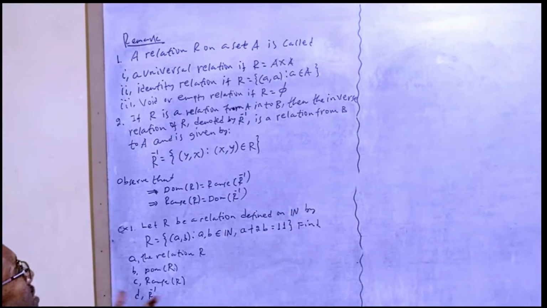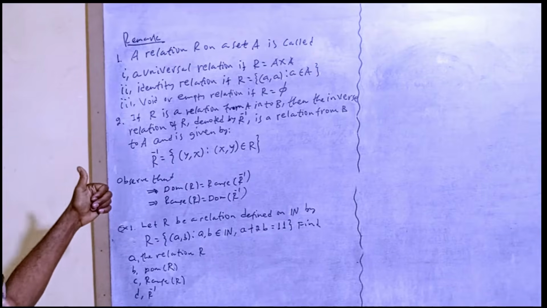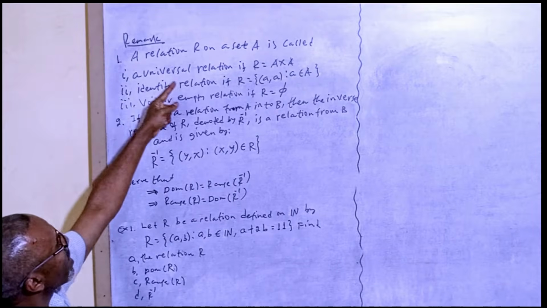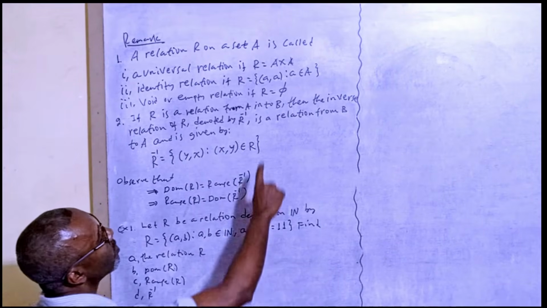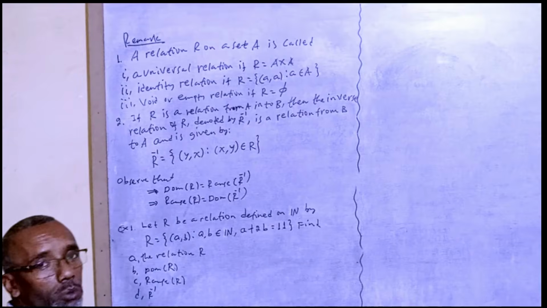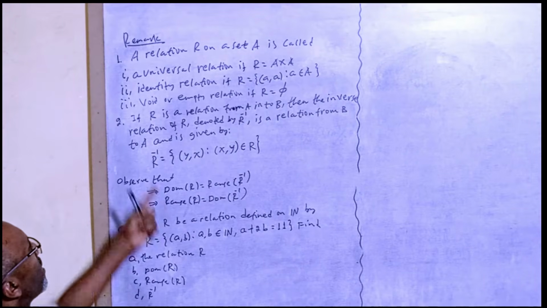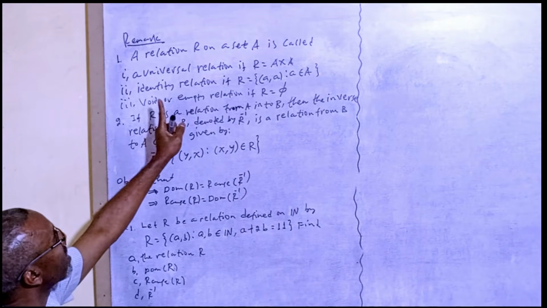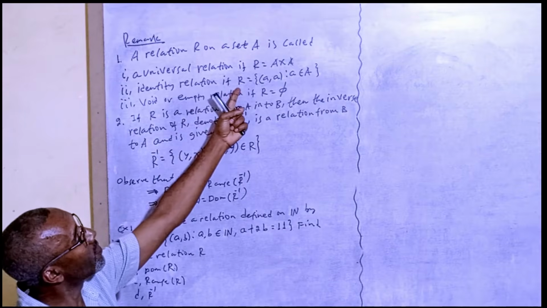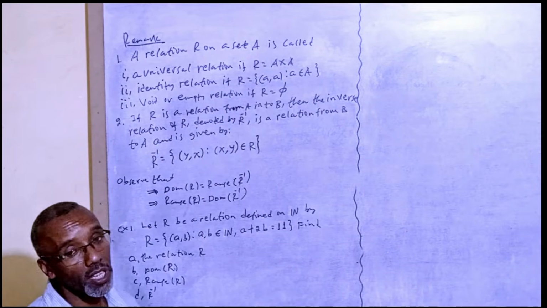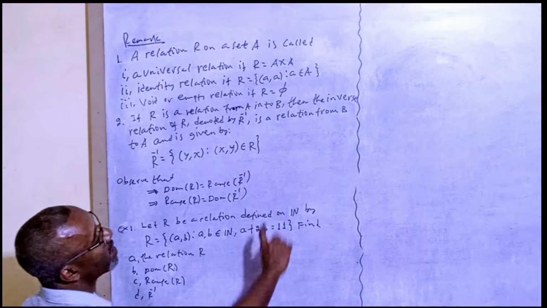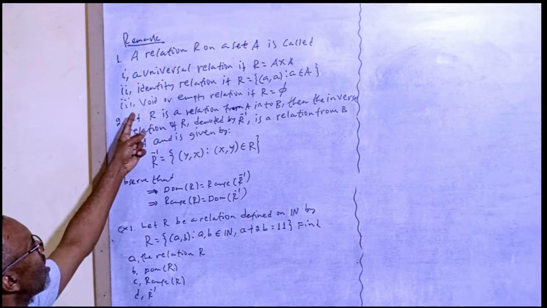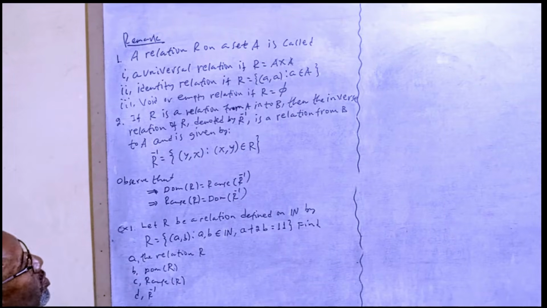Okay, let's see the remark. Remark 1. A relation R on a set A is called a universal relation if R is equal to the Cartesian product between A and itself. Roman number 2. Identity relation. Relation R is an identity relation if the relation R is equal to the set containing (a, a), where a is an element of set A. And Roman number 3. Void or empty relation if R is equal to the empty set.